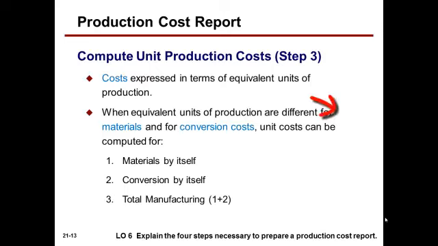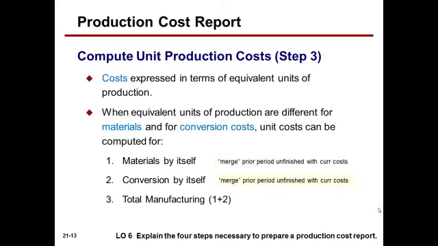Moving on to step 3, we go after our relevant costs to make these unit cost calculations, to express our cost in terms of EUs of production. When equivalent units of production are different for materials and for conversion costs, unit costs can be computed for the materials by itself and conversion costs by themselves. In this step, we will merge prior period material costs of unfinished units with current period material costs. And we will merge prior period unfinished conversion costs with current period conversion costs.